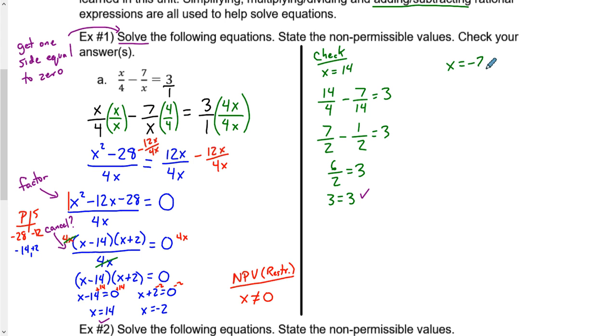Now if we were to check x equals -2. So we're going to plug -2 into here. This will be a -2/4, subtracting a 7 over a -2. Does that equal 3? Let's see. Still, we don't have a common denominator, but this one reduces. They're both divisible by 2. So it'll be a -1/2. And we see here that we have 2 negatives, subtracting a negative.